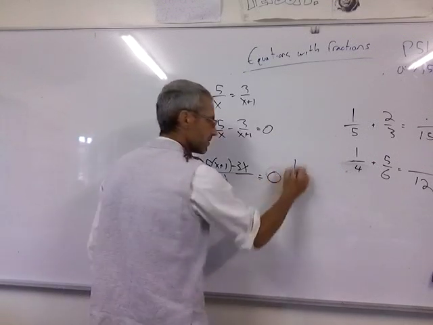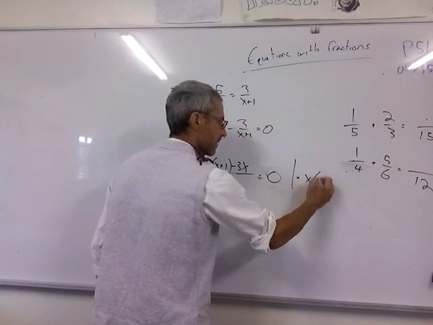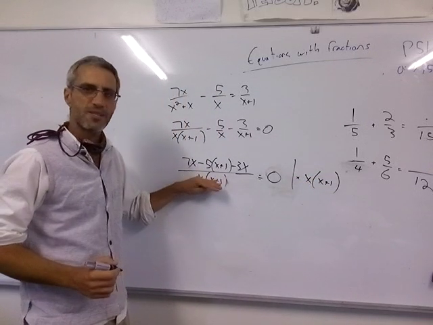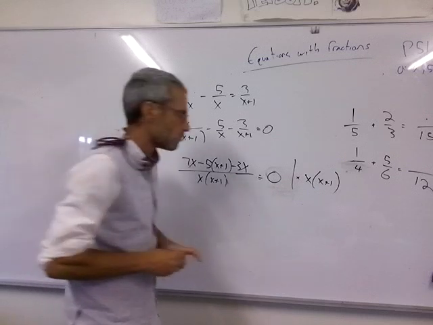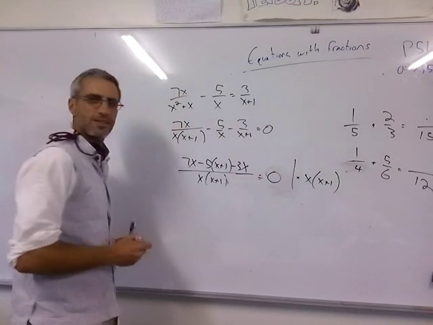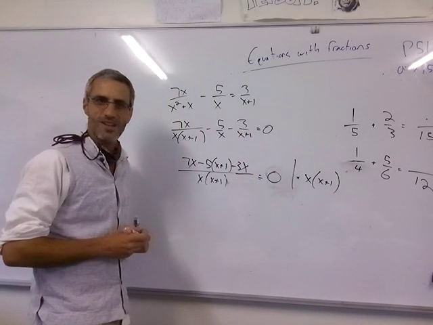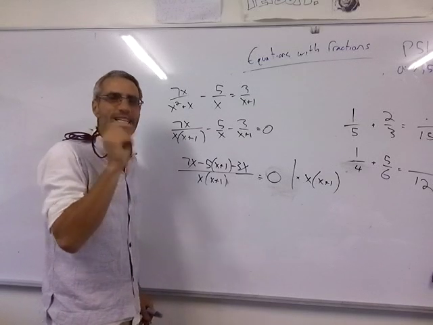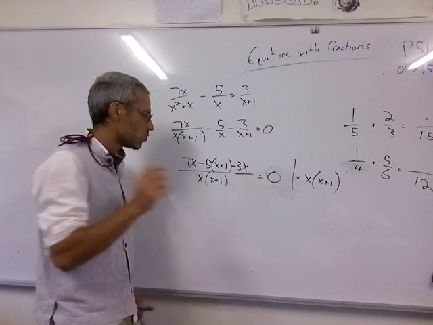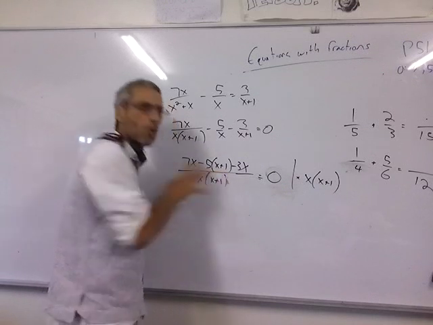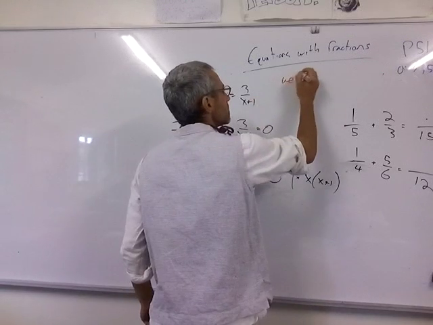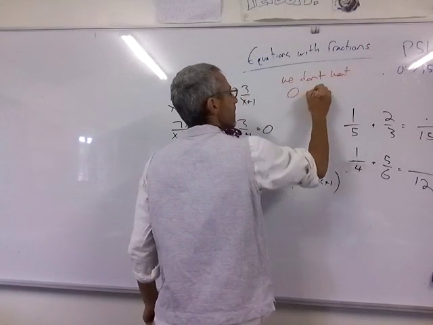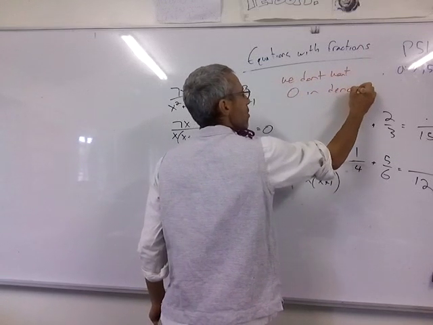Times by x times x plus 1. Now it is useful not to open it. Don't open this yet, because at the same time, what else must we say with a red pen? X must not equal 0. This is what I was trying to prep you for. It's not that x necessarily has to be 0. The problem is that we don't want 0 in the denominator.